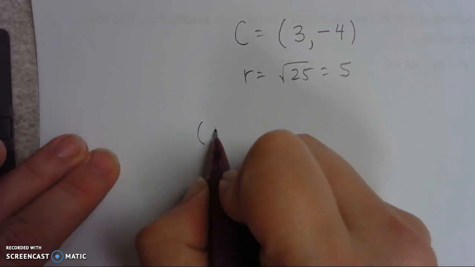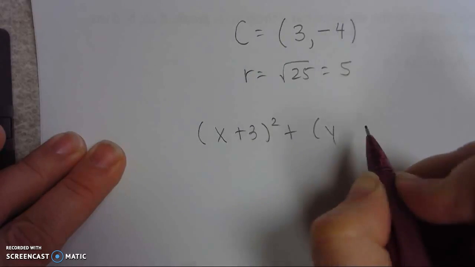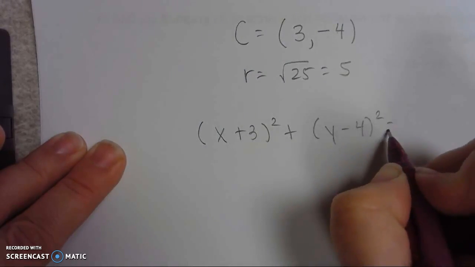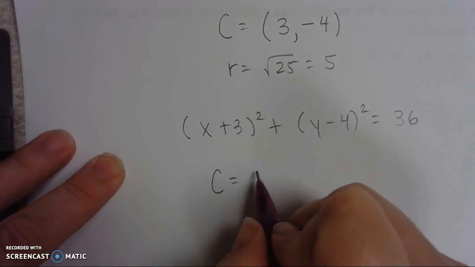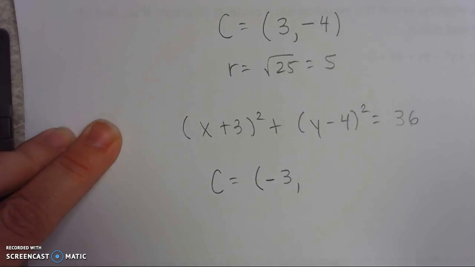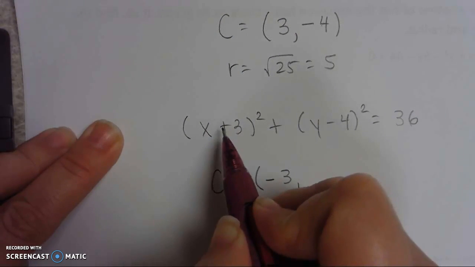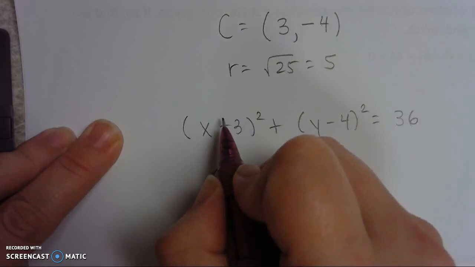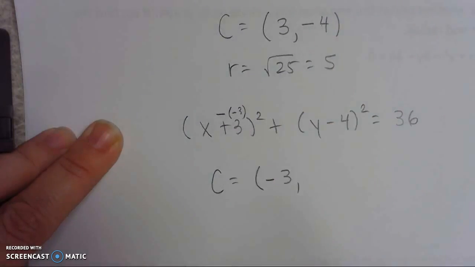Alright, so let's say we have x plus 3 squared plus y minus 4 squared equals 36. My center will be located at negative 3, 4. So remember, the form of the equation says x minus h. If you have a plus there, the only way you're going to get that plus is if you were subtracting a negative.